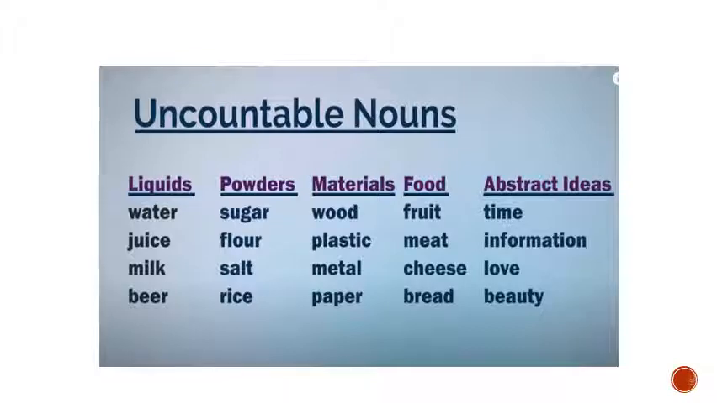Now, which are uncountable nouns in English? Liquids: water, juice, milk, beer. Powders: sugar, flour, salt, rice. Materials, for example wood, plastic, metal, paper. Food: fruit, meat, cheese, bread. Abstract ideas: time, information, love, beauty, etc. These are uncountable nouns in English, and we can use a singular verb with them.